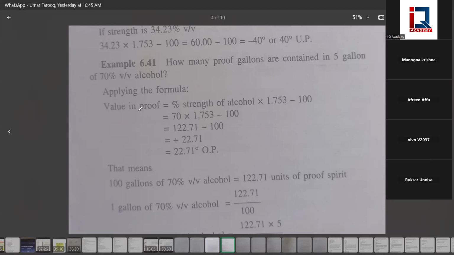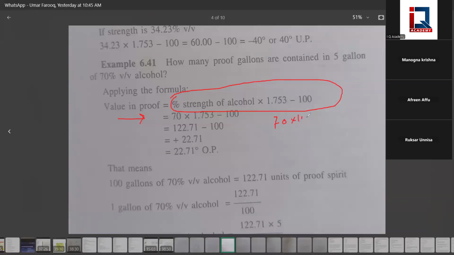So in this case, what should you do? First, the value of proof is given in percentages. So given percentage into 1.753 minus 100, same formula. The given percentage is 70%. So 70 into 1.753, then you will get a product. 70 into 1.753 is 122.71. Then that result is subtracted by 100. You are getting 22.71. And it's a positive value, so we write overproof.